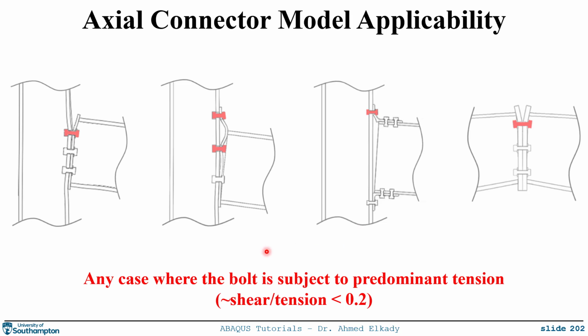If you are dealing with a bolt that's subjected to pure shear or predominant shear, for example, a shear tab connection, or if I'm looking here at this connection that I'm illustrating over here, those bolts on the beam flange will be subjected to shear. Those you will not be able to model with the axial connector, and you are perhaps better off with the solid model.